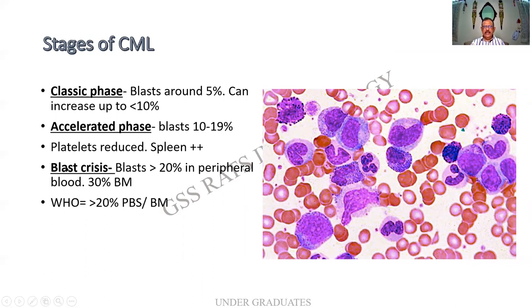What is a blast crisis? A chronic leukemia becomes an acute leukemia because the blast percentage is more than 20% in the peripheral blood, 30% in the bone marrow. According to WHO, 20% is sufficient in the peripheral blood and the bone marrow. Look at this one. There is a blast over here. A number of cells are immature and there are fewer neutrophils that are seen. Platelets, however, I can see a good number in the background.